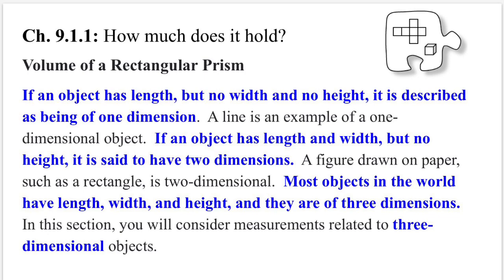If an object has length but no width and no height, it is described as being one dimension. A length is an example of a one-dimensional object. If an object has length and width but no height, it is said to have two dimensions. So this is area, something you guys have been working with for a while. A figure drawn on paper, such as a rectangle, is two-dimensional. Most objects in the world have length, width, and height, and they are of 3 dimensions. In this section, you will consider measurements related to 3-dimensional objects, which is finding the volume.